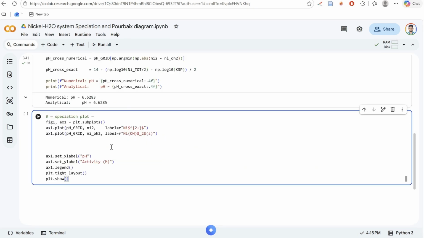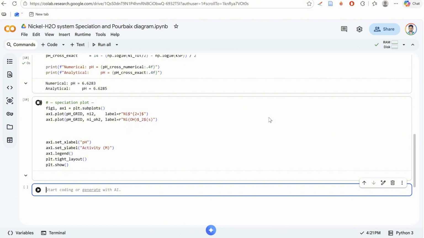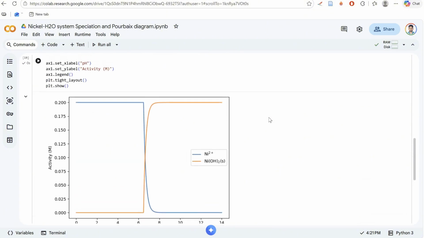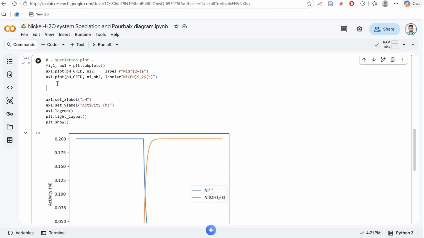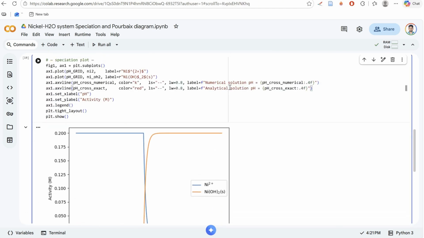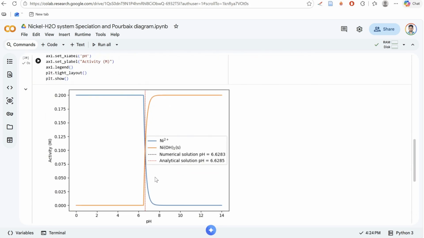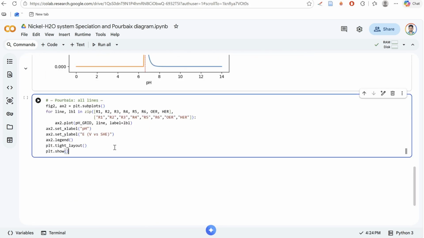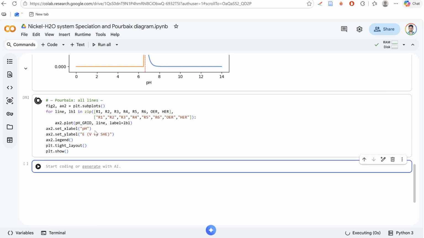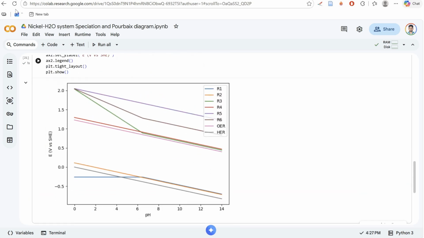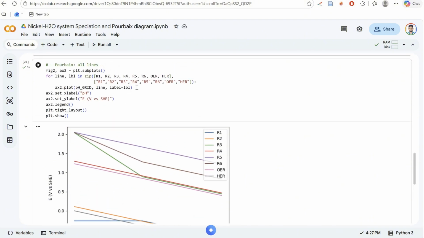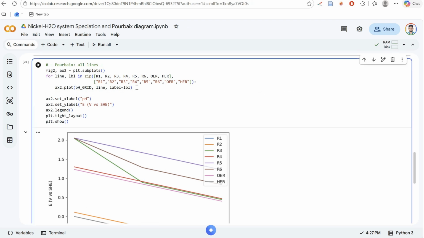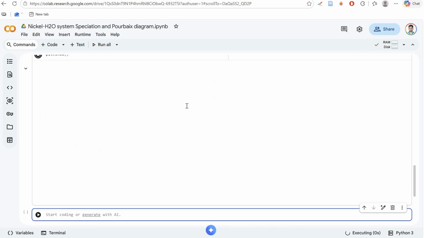We now plot the speciation diagram showing the activity of free nickel ions and nickel hydroxide as a function of pH. We now add two vertical dashed lines, one in black marking the numerical crossover pH and one in red marking the analytical value. We now plot the full Pourbaix diagram showing all 6 nickel reaction boundary lines alongside the oxygen and hydrogen evolution reference lines, each labeled accordingly. We also add a vertical dashed line in red marking the crossover pH obtained from the speciation analysis, linking the two diagrams together.